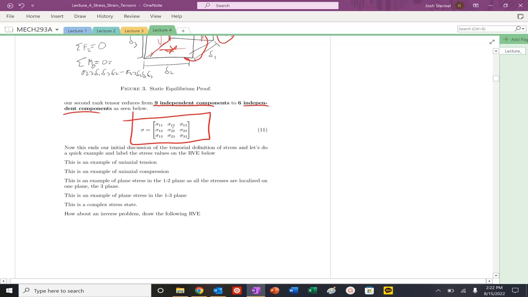So sigma 1,2 is now equal to sigma 2,1. Sigma 1,3 is equal to sigma 3,1. Sigma 2,3 is equal to sigma 3,2. So it's really nice. And again, this all comes about because of the static equilibrium condition.